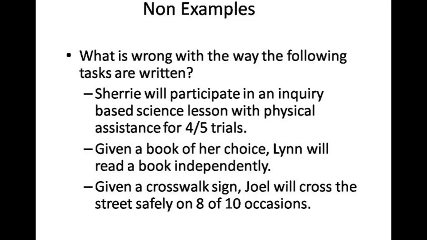In the third example, given a crosswalk sign, Joel will cross the street safely on 8 out of 10 occasions. What are the issues with that? Do we have a condition? Given a crosswalk sign. Do we have a behavior? He's going to cross the street. Do we have a criterion for mastery? 8 out of 10 occasions. Well, poor Joel, on 2 of those 10 occasions, he's going to get run over by a car. So that's not very good either. We want to make sure that when we're looking at the skill or the task that we're working on, the criterion for mastery we select is appropriate for the task.